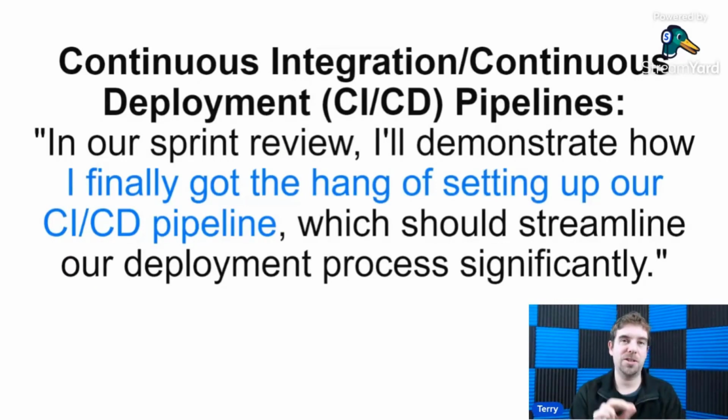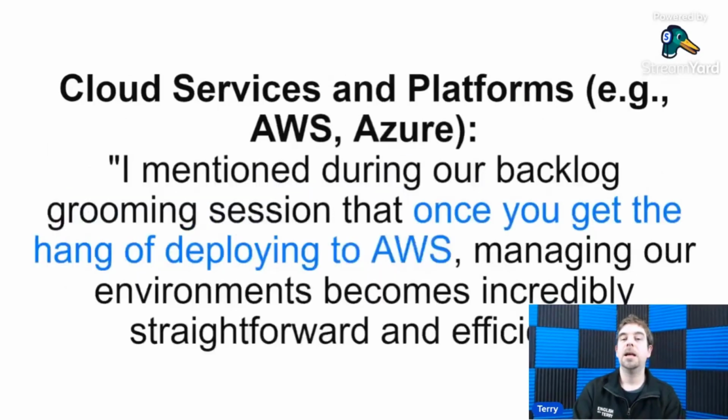First, got is the past of get. I got the hang of, okay? Now, the next verb, to set up a CI/CD pipeline. So set up is a phrasal verb that really means to create or to initiate or to start. But in this grammar here, got the hang of setting up. It must be with ing after the preposition of, right? Setting up our CI/CD pipeline. I mentioned during our backlog grooming session that once you get the hang of deploying to AWS, managing our environments becomes incredibly straightforward and efficient. So again, once you get the hang of deploying to AWS.